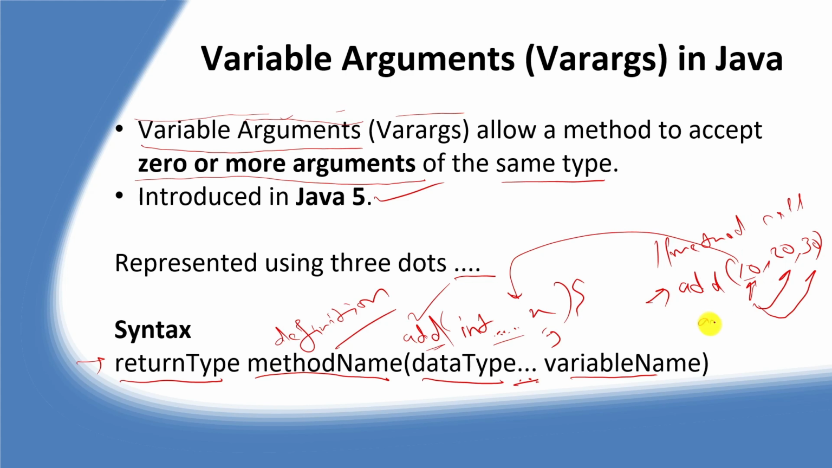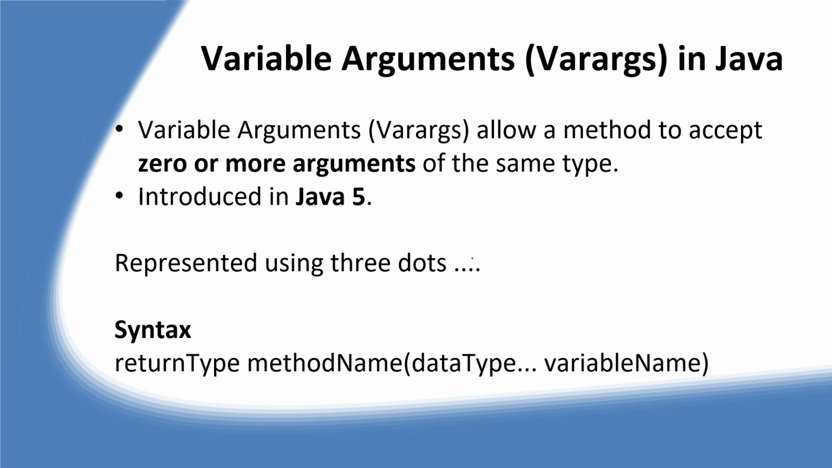Whatever actual values we pass in the method call, we call them arguments, and here they are variable. It can be 1, 2, 3, or 100. We can pass n number of arguments in the method call. But how can we do this? Using Varargs in Java, using 3 dots. This is the power of variable arguments. We will take examples to have a better understanding.